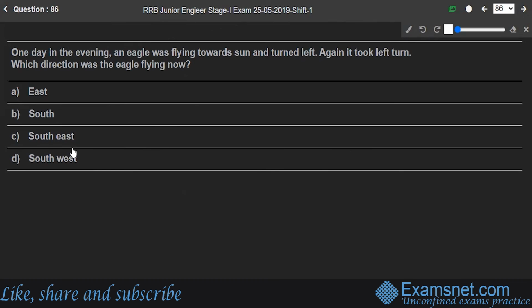One day in the morning, an eagle was flying towards the sun and turned left. Again, it took a left turn. Which direction was the eagle flying? Now, you know about the directions. Here are your north, south, east, and west. Right. So, see, it was in the evening. What is the direction of the sun? In the evening, the sun is towards the west. So it was flying towards the sun. That means the eagle was flying towards the west.